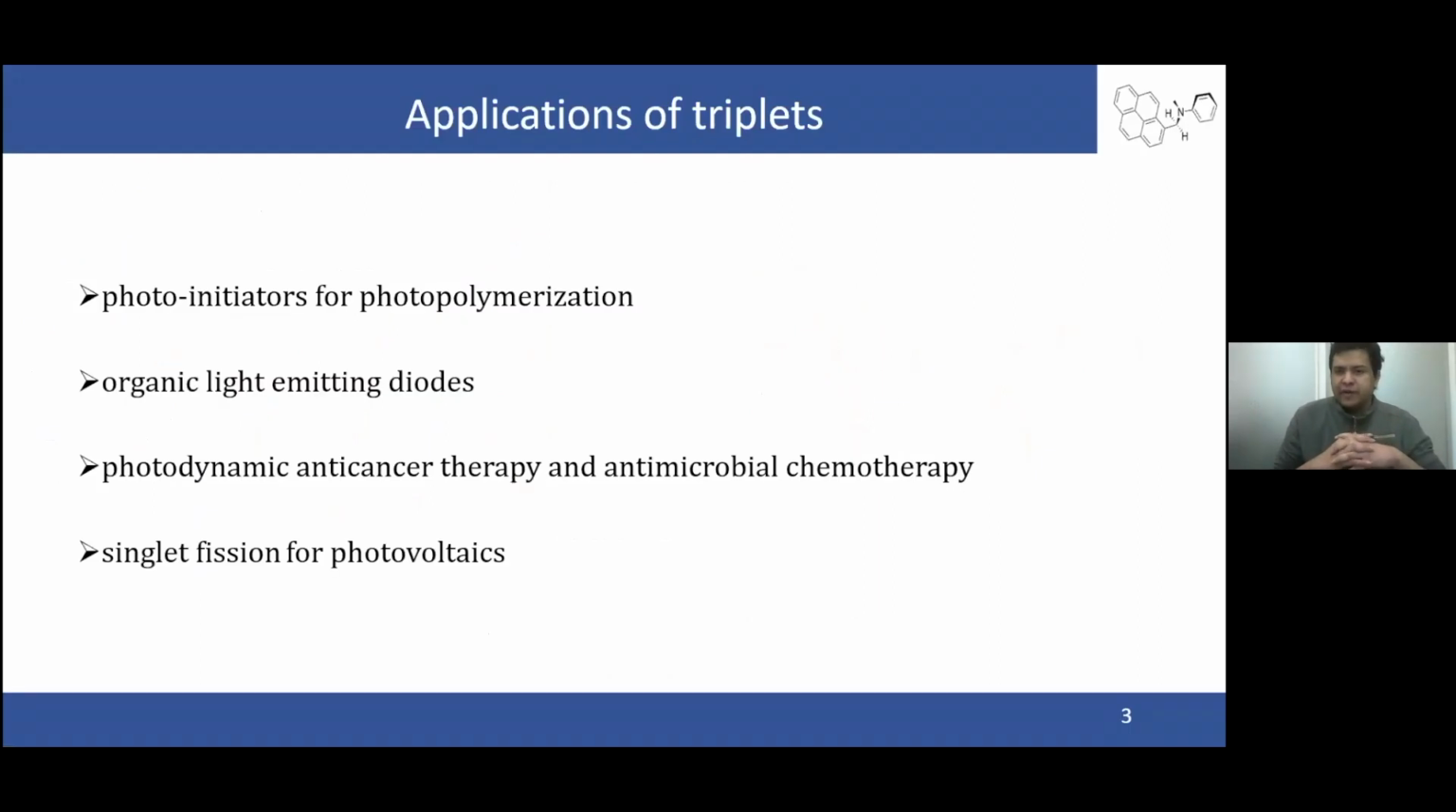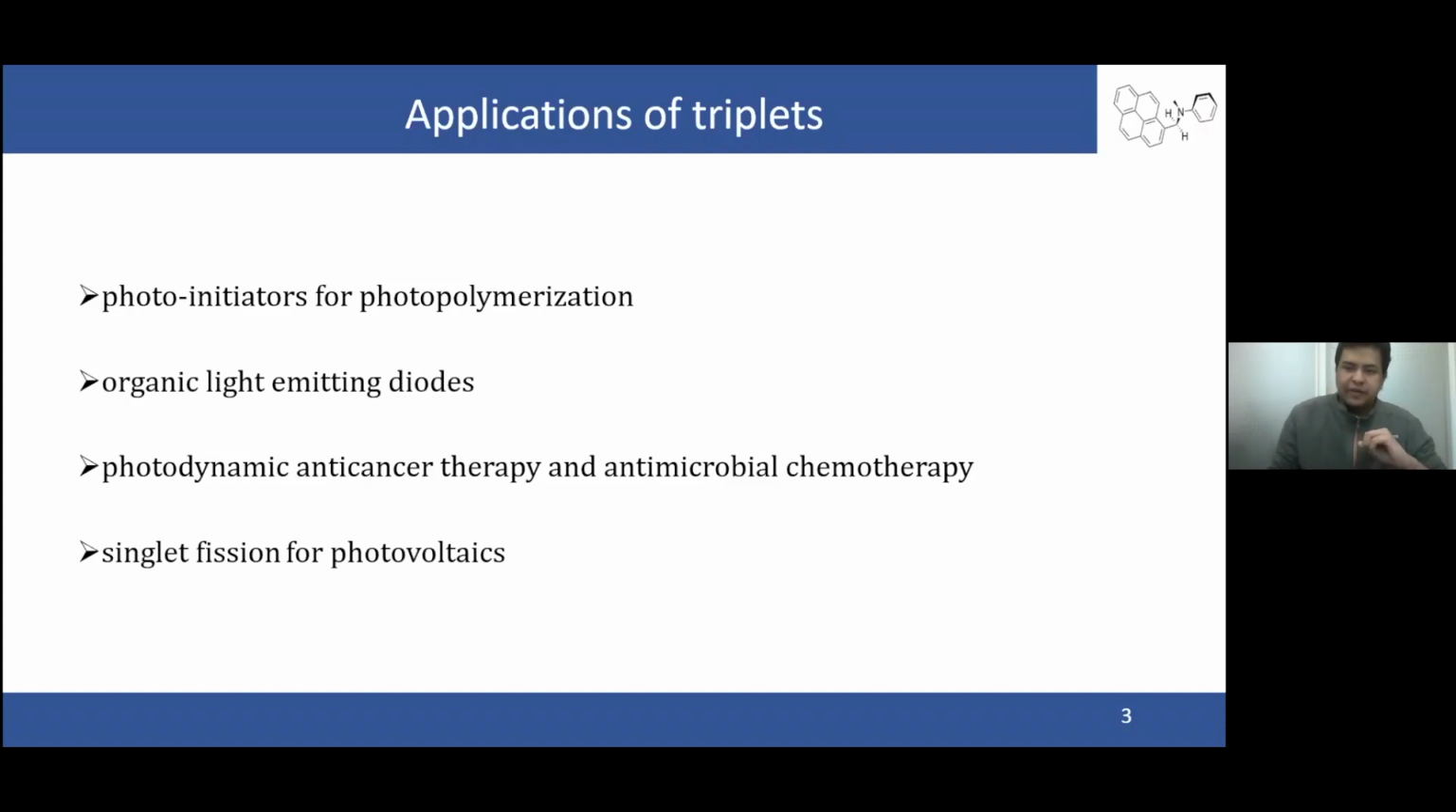First of all, you may ask, why did I study charge separation and triplet charge recombination? Triplets in general have several applications. They can serve as photoinitiators for photopolymerization. They can be used in organic light-emitting diodes, which make use of thermally activated delayed fluorescence to increase the fluorescence quantum yield. Furthermore, they can be used for photodynamic anti-cancer therapy and chemotherapy.